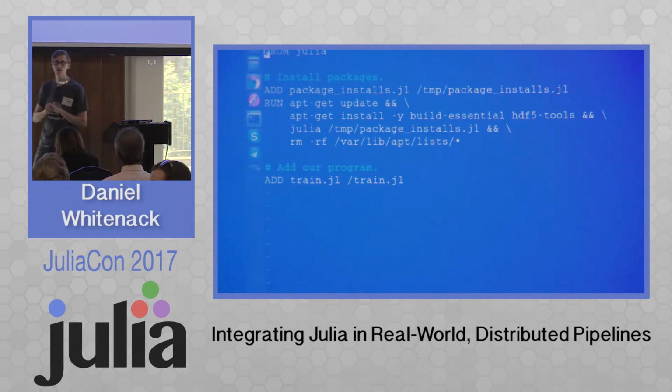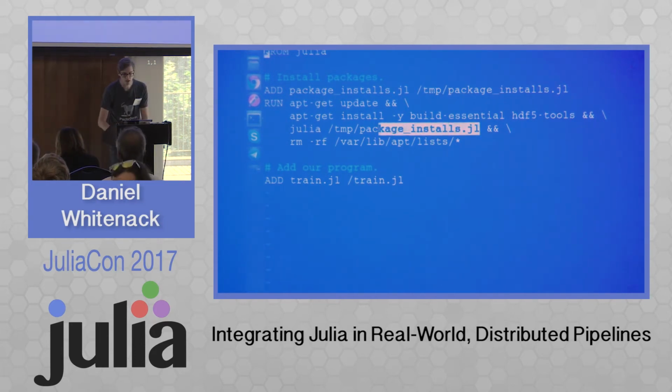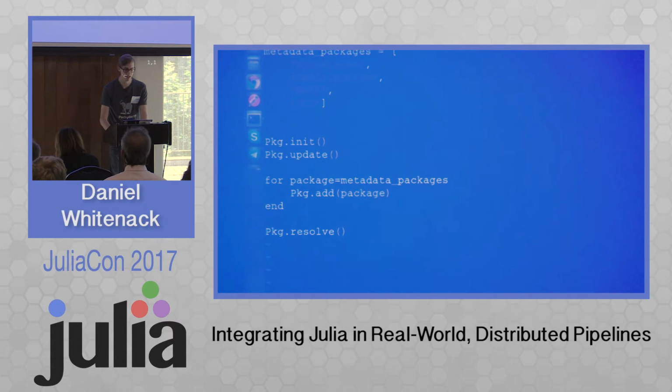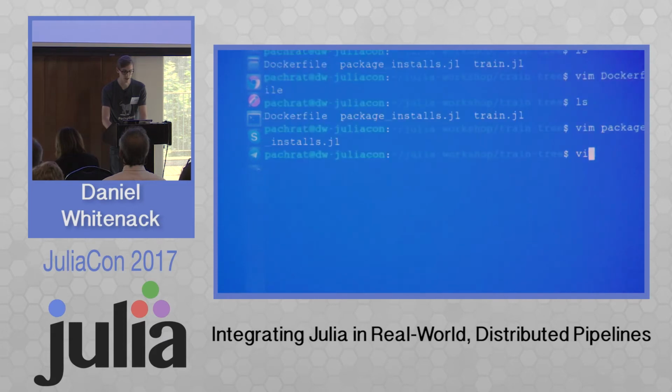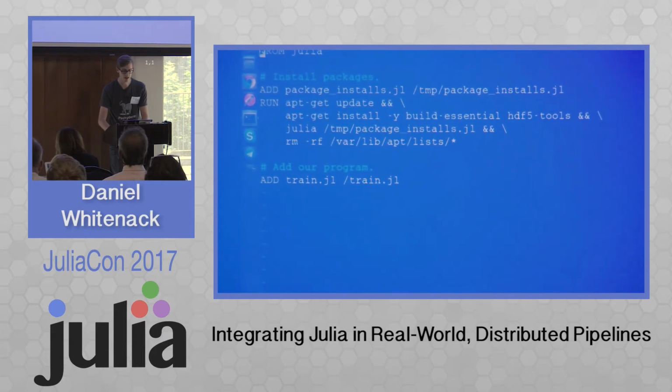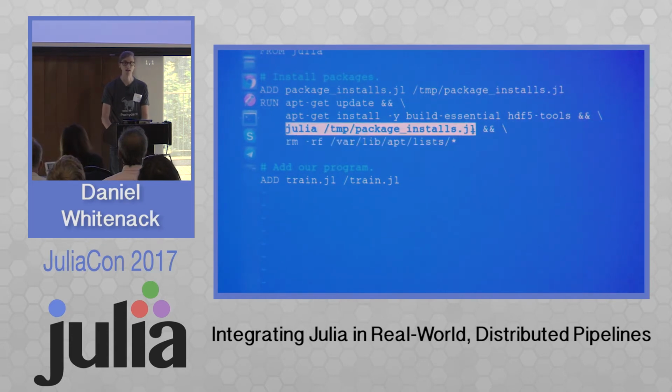So in Julia, if you need specific packages, where would you put that? I included that in this package installs file here, which is a separate file. This structure I kind of stole from someone, but you basically list the packages out and add them. And if you notice in my Docker file, under the run command, I'm using Julia to run that script to install the packages.